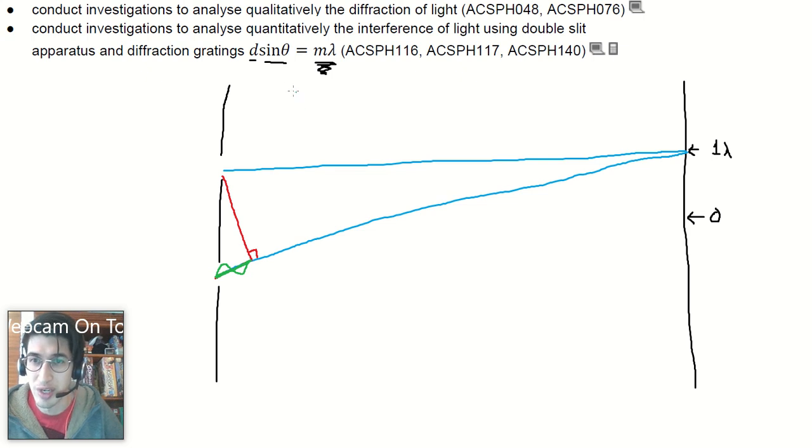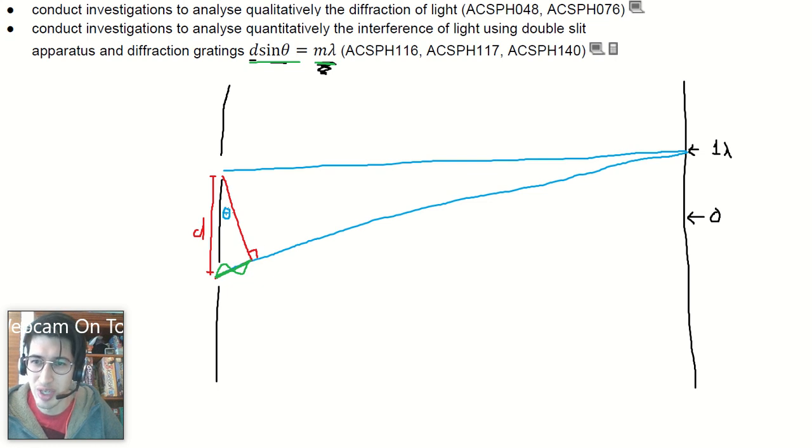Okay, so this equation should start to make a lot of sense, right? Because we're saying that 1 wavelength, that's this length here, is going to be equal to d sine theta. And what's d sine theta? Well, d is the distance between these two slits, and theta is, let's do it in blue, theta is this angle right here, okay? It's just simple trigonometry, right? Sine is opposite over hypotenuse, nice and easy.